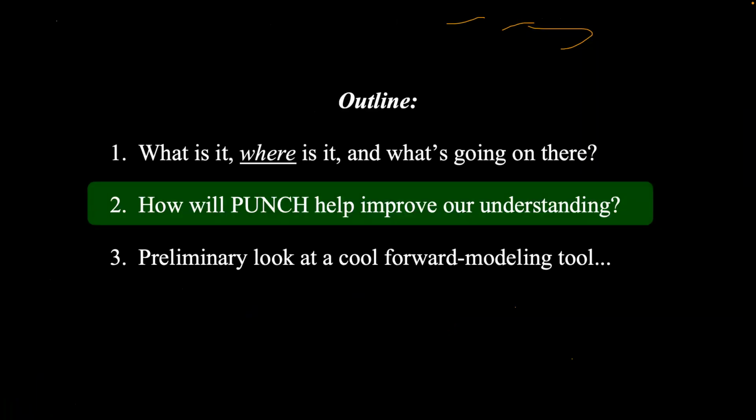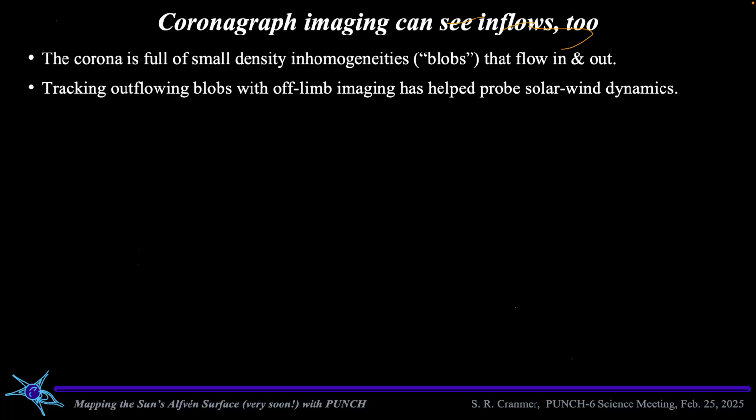But we're here for PUNCH, of course, and PUNCH is an imager, and what we want to see are basically things propagating down towards the sun below the Alfvén surface. That's what's going to tell us that we're below the Alfvén surface. There's been decades of coronagraph and heliospheric imager type measurements of blobs flowing out through the solar wind. It's been much rarer to detect things flowing back down towards the sun, especially up at distances of 10 to 20 solar radii, where we think the Alfvén surface is.